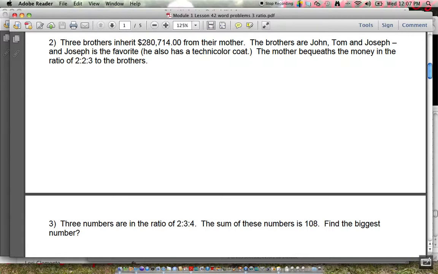Okay. So, 3 brothers inherit $280,714 from their mommy. The brothers are John, Tom, and Joseph. Joseph is the favorite. He has a Technicolor coat.